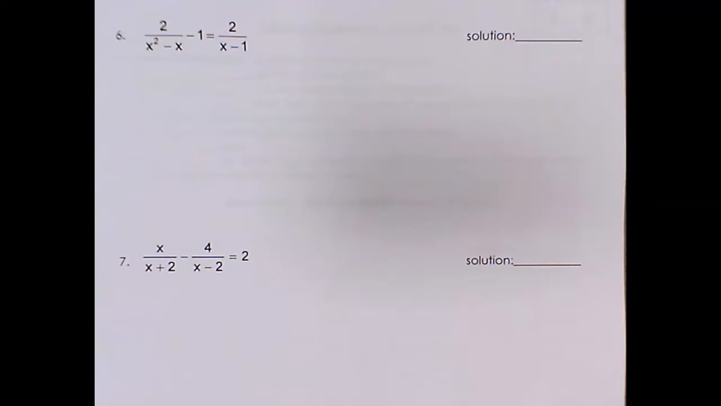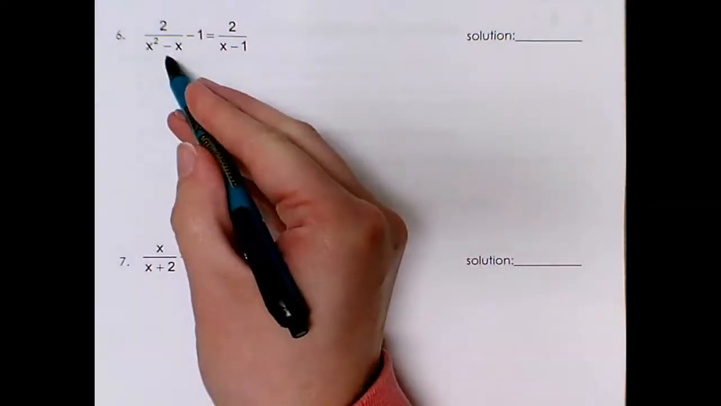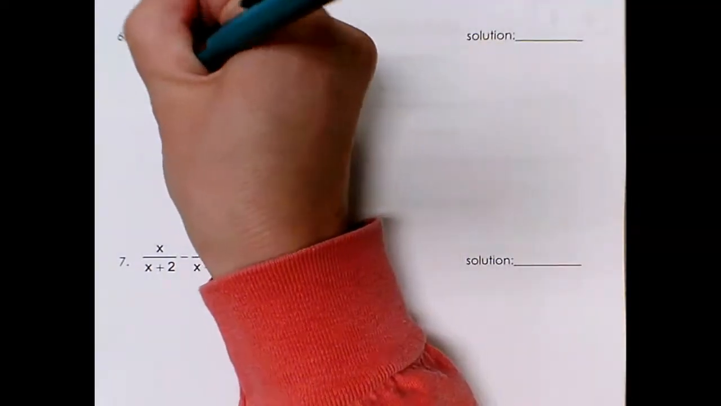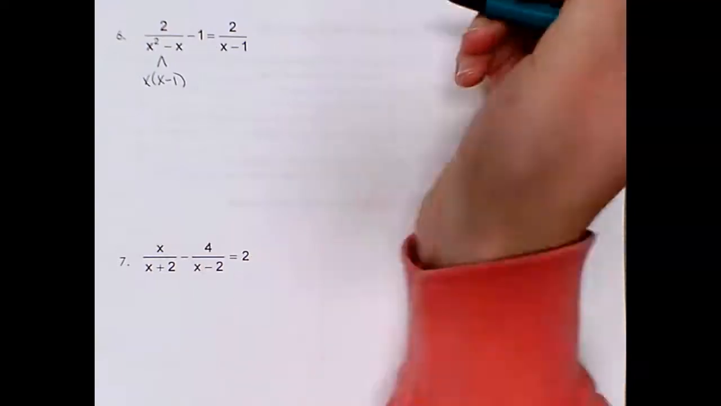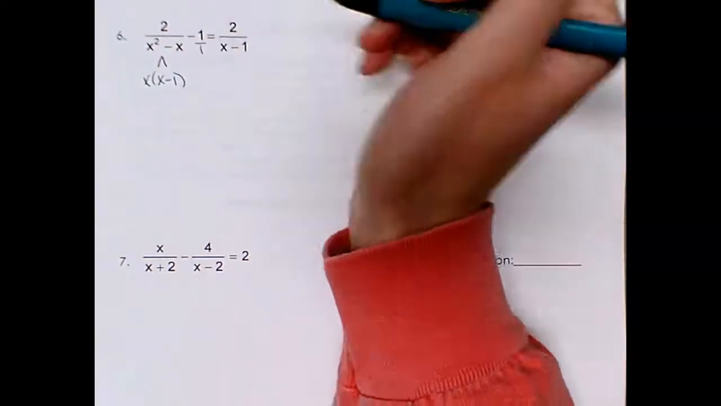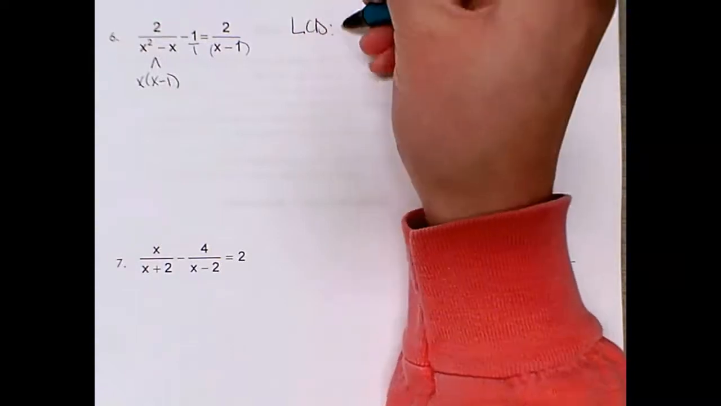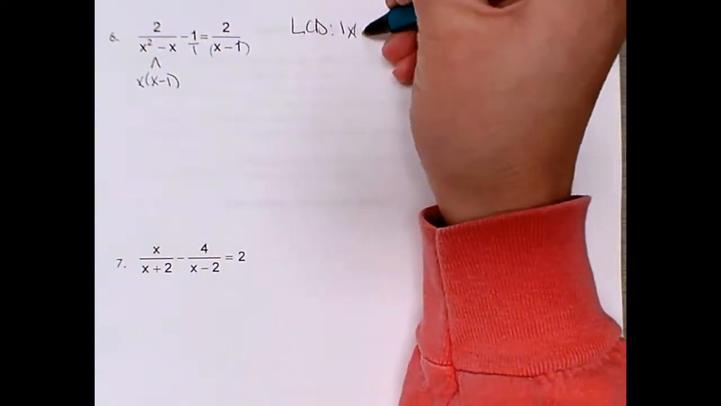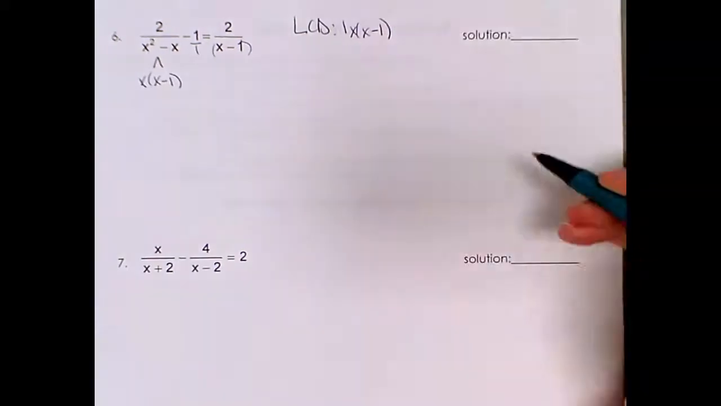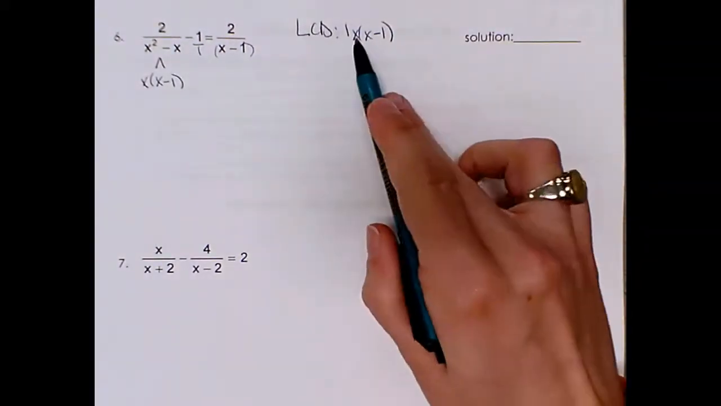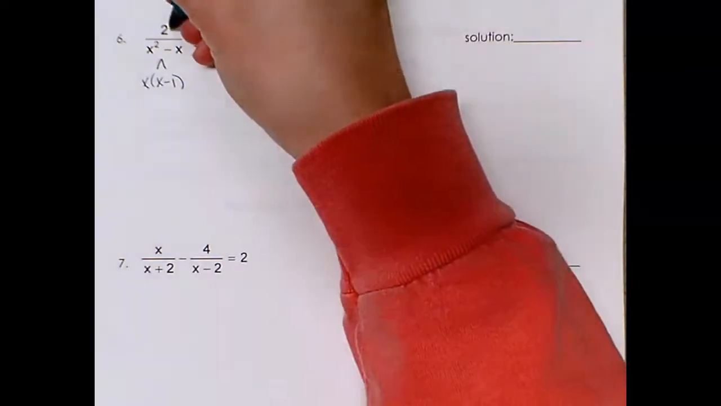Okay. So on number 6, go ahead and factor your x squared minus x, GCF of x, and you're left with x minus 1. Here there's a 1, and here there's an x minus 1. So my least common denominator has a 1, an x, and an x minus 1. I don't really need to write the 1 though. I'm going to multiply all terms by x minus 1.